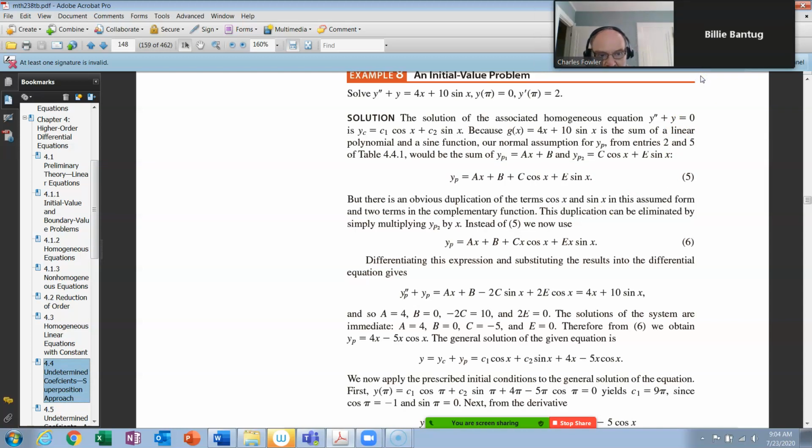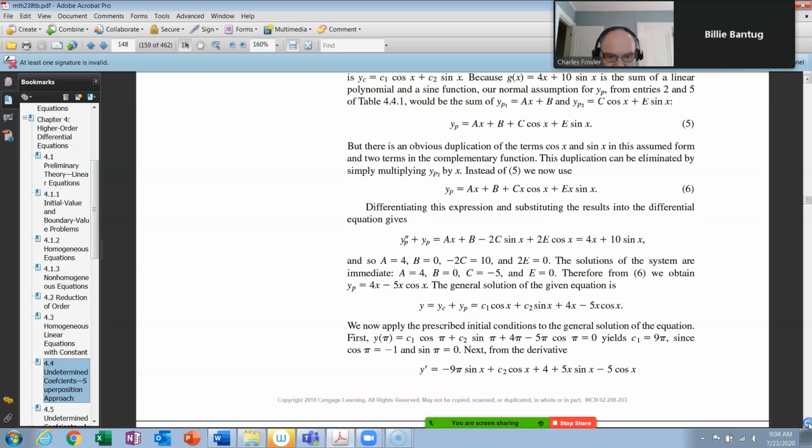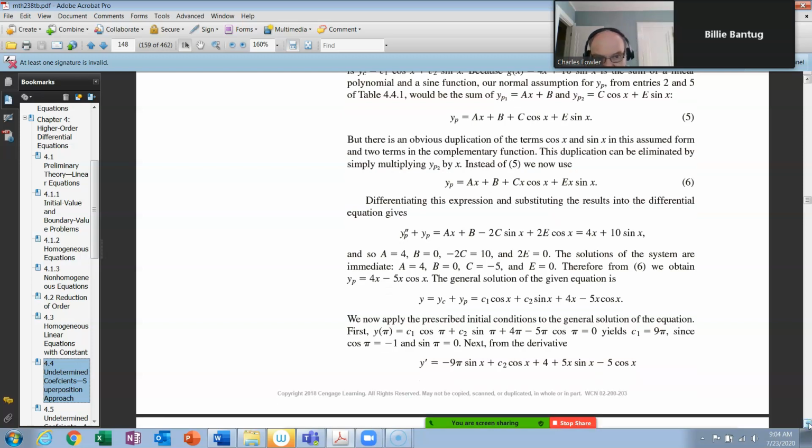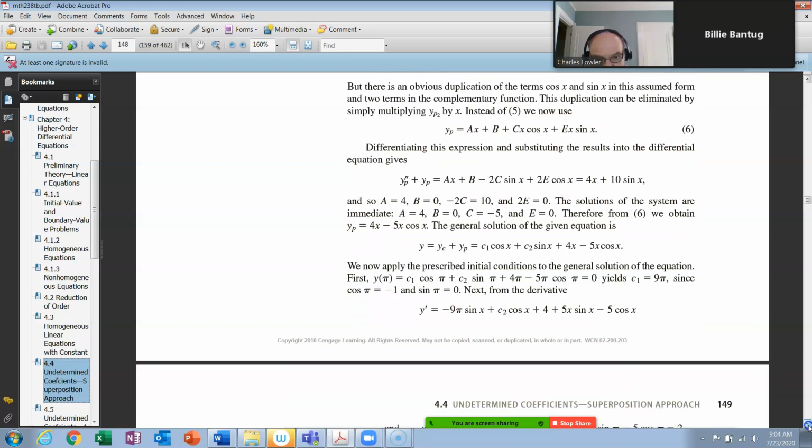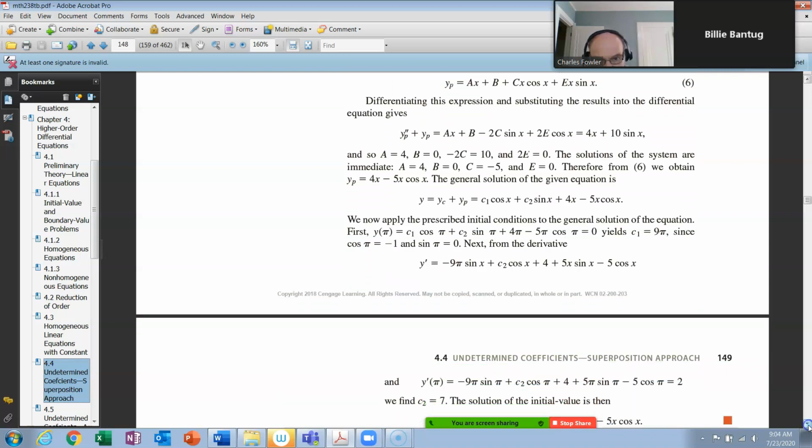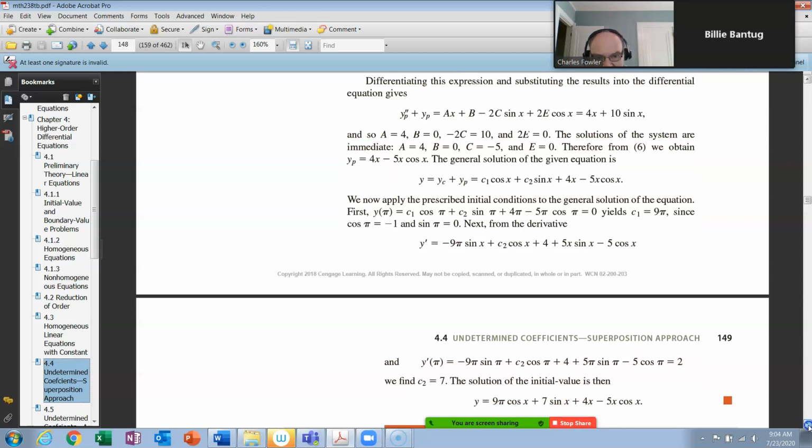Now that was example 8. Come down here. This is where we began this time. We started plugging in and got the C1 equal to 9 pi, plug that in to your y prime, and that gave you your C2 equals 7 when you use all the terms, and that then gives you your answer. 9 pi cosine x plus 7 sine x plus 4x minus 5x cosine x.